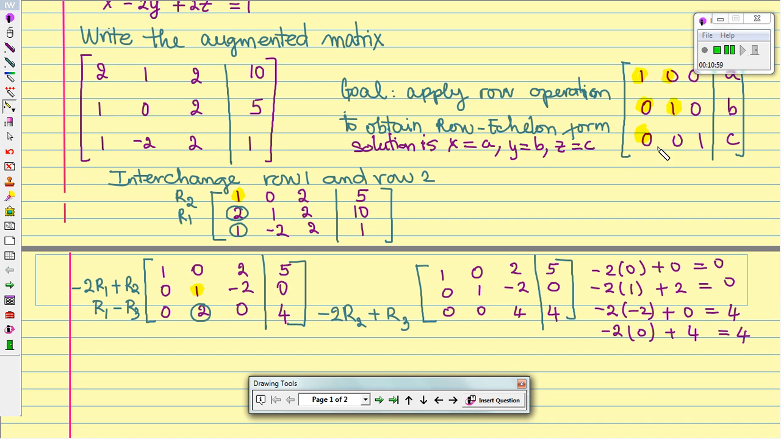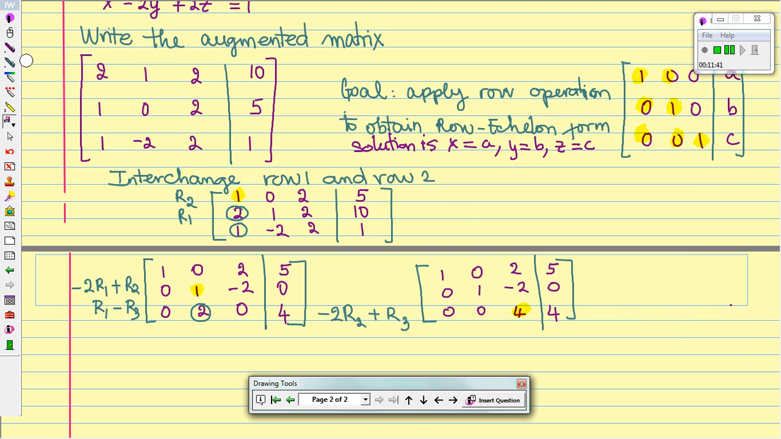Okay, so now let's go back and compare with the goal. Now we do have 0 for column number 2, and we have 1 at row 2, column 2, so it's all good. So the next step, we want to get 1 in row 3, column 3. To get a 1, we have to divide it by 4, right? So we'll go ahead and erase this and make a note right here. We will take row number 3 and divide by 4, and the rest stay the same.